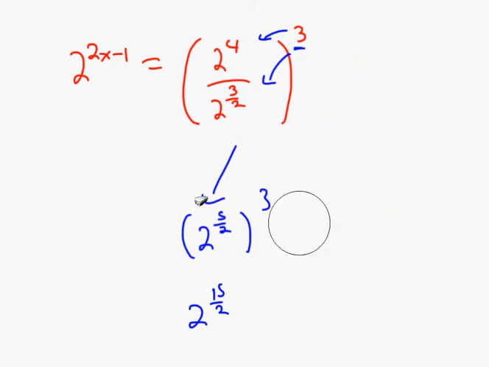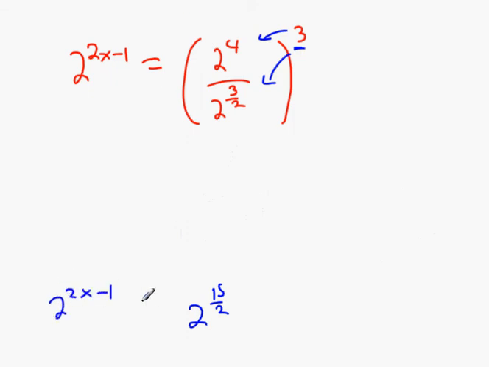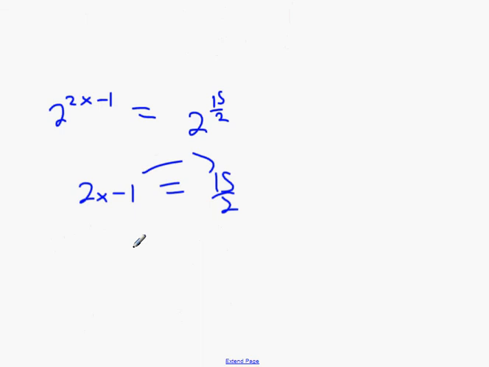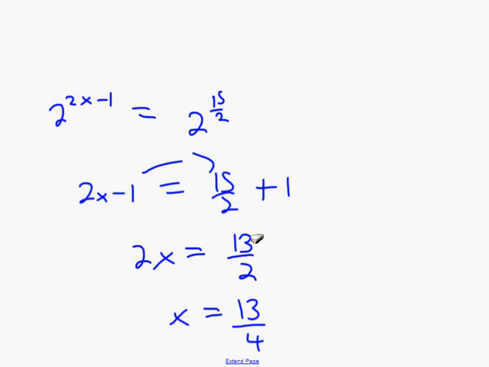Now, that's done. What you're going to finally get next is 2 to the power of 2x minus 1 equals 15 over 2. 2x minus 1 equals 15 over 2. You're going to bring over the 1. 2x equals 13 over 2. X equals 13 over 4. Okay, guys. Sorry, wait a second. Oh, wait, plus 1, you're right. Sorry, 1 second, guys. It's 17 over 2, which is the same thing as 17 over 4.